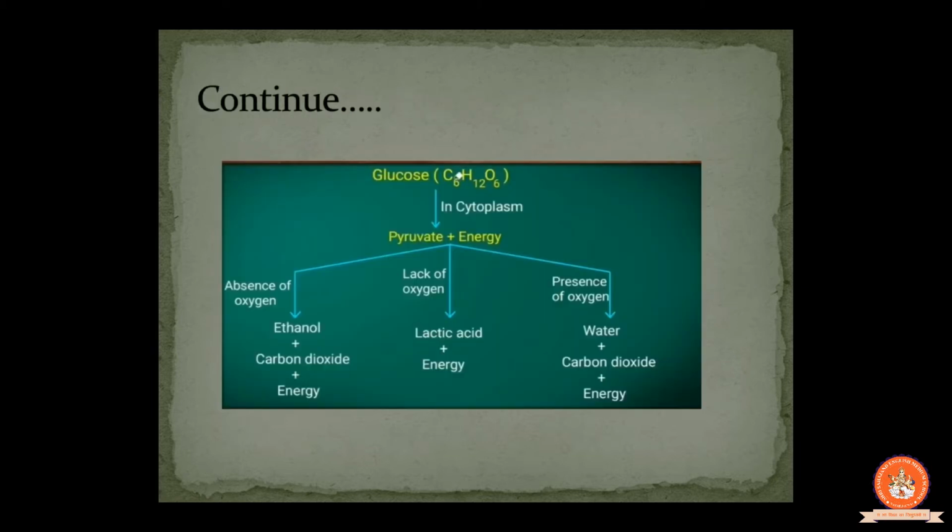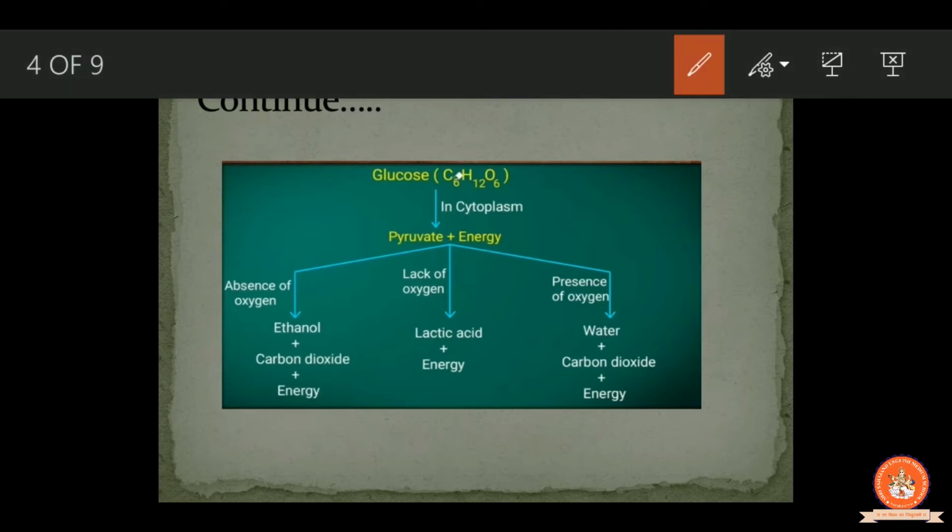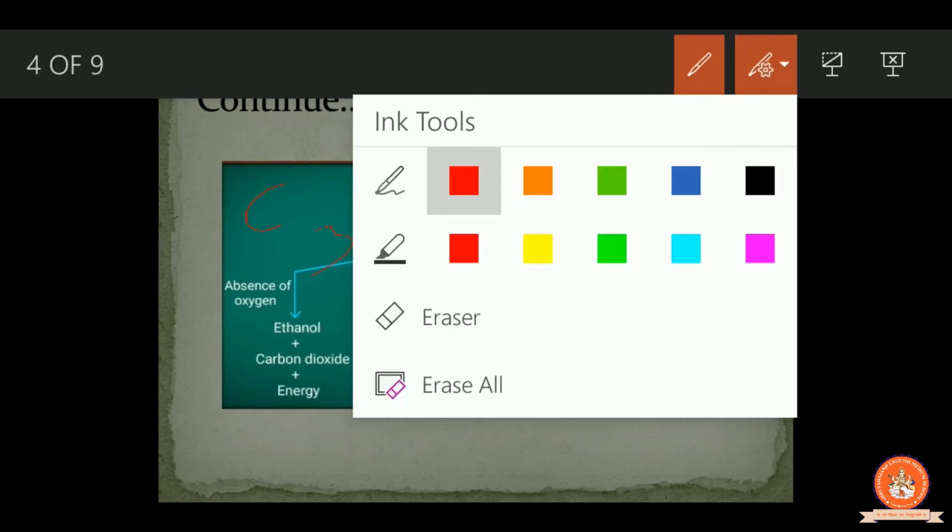So we have glucose. The formula of glucose is C6H12O6. Now when the food enters the cell, the cell carries cytoplasm. That cytoplasm converts the glucose into pyruvate. The formula for pyruvate is C3H4O3. Now the pyruvate is further converted into energy, with the help of oxygen or without the help of oxygen. Let's see the example.